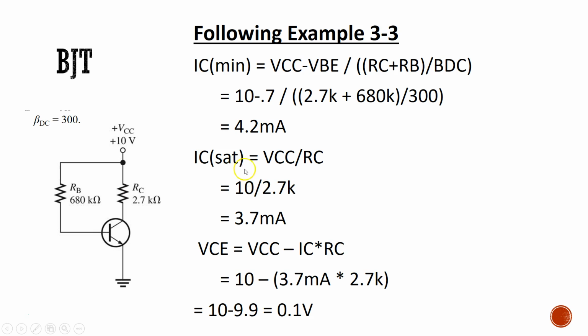The saturation current is VCC over RC, so 10 volts divided by 2.7K is 3.7 milliamps. VCE we can calculate as VCC minus our current times the resistance. 10 volts minus the 3.7 milliamps and 2.7 kiloohms gives us 9.9 volts. So then we have 10 minus 9.9, which is 0.1 volts for VCE.